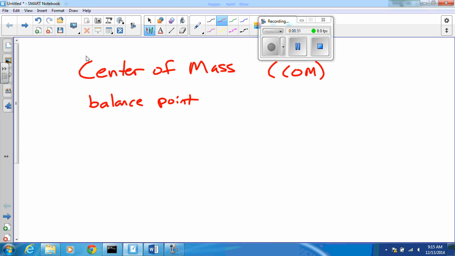So for example, maybe I have a hammer, and I can think of the hammer as being like this, and here comes the handle, like this. We can think of the hammer as a system that includes the head right here, and then the handle right over here. And when I find the center of mass, or the balance point of that system, it turns out it's going to be pretty close to the head, because the head is so much heavier than the handle.